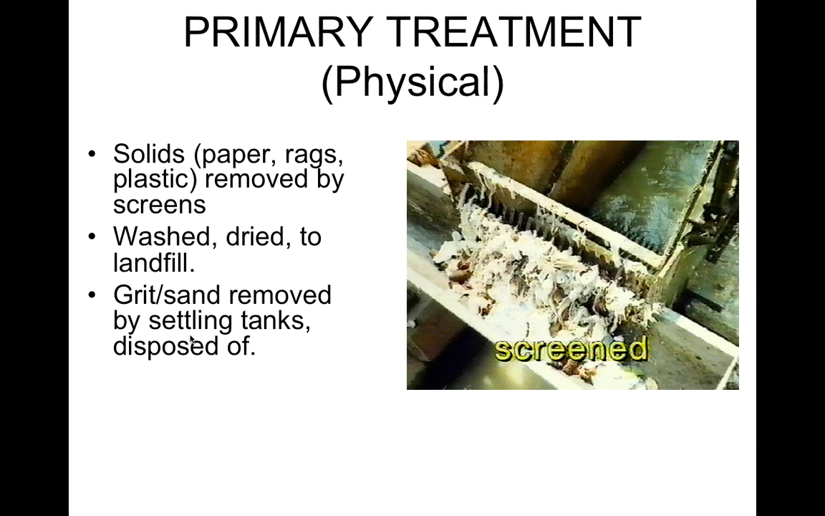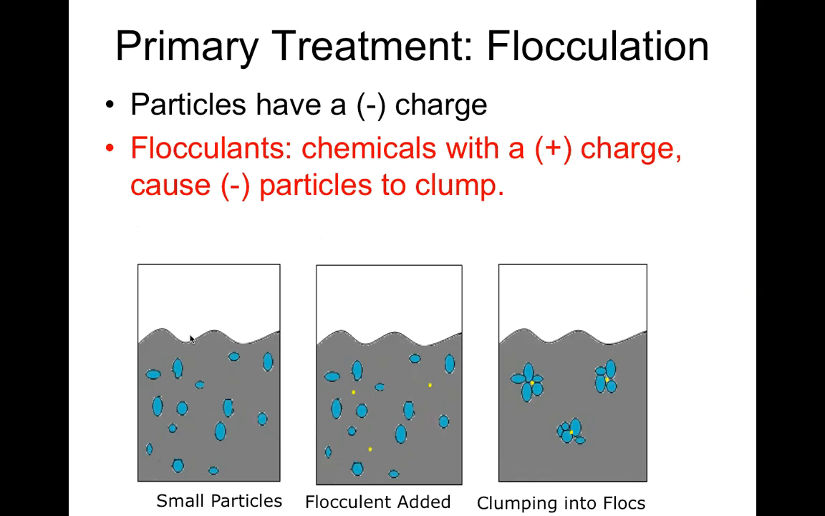Then you're going to remove grit and sand with settling tanks. Basically, the water is going to sit there and all the heavy stuff will go to the bottom, and we can dispose of it that way. Also, in the primary treatment process, we can apply flocculants to the water. So these are chemicals that have a positive charge, and mud and water and dirt are naturally going to have a negative charge. Or the particles are going to be negatively charged. So those positives are going to attract the negatives, and then they form these big clumps, just like you see down here.